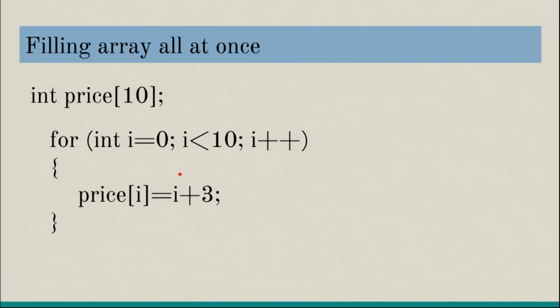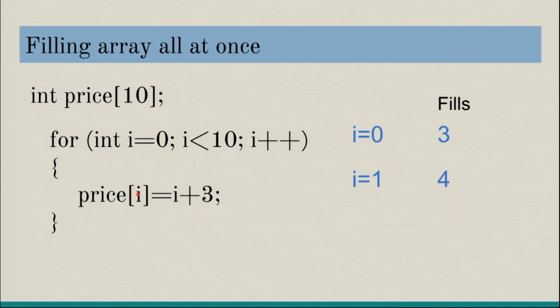And here we do a little extra work. price[I], so that is as before, equals, but we don't just put I or anything. What we say is I plus 3. So when I is 0, 3 will be filled in. When I is 1, 1 plus 3, 4 will be there.